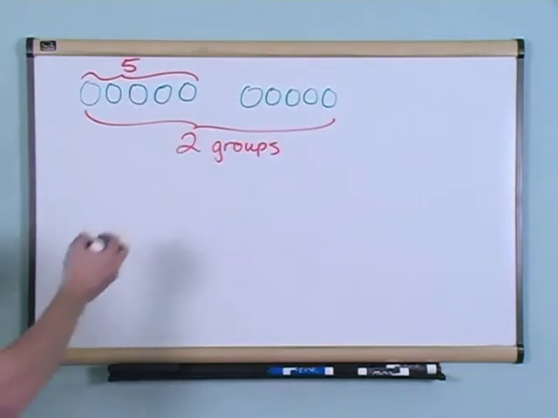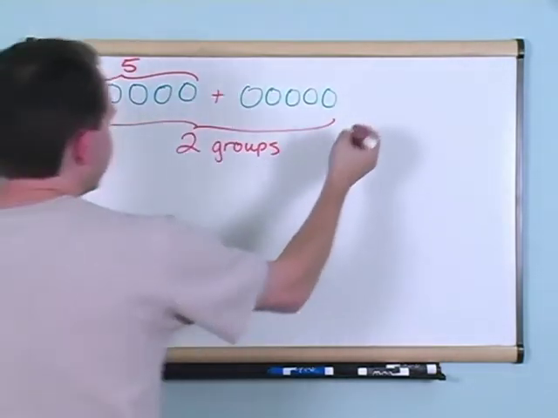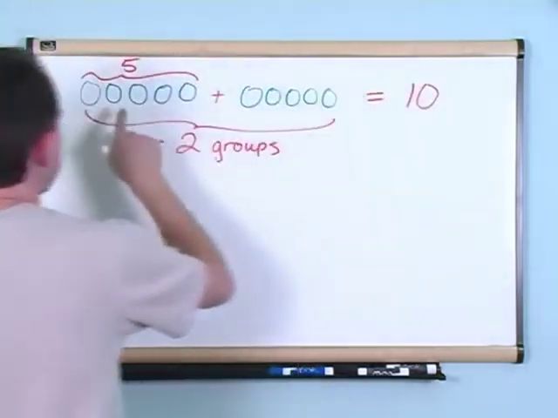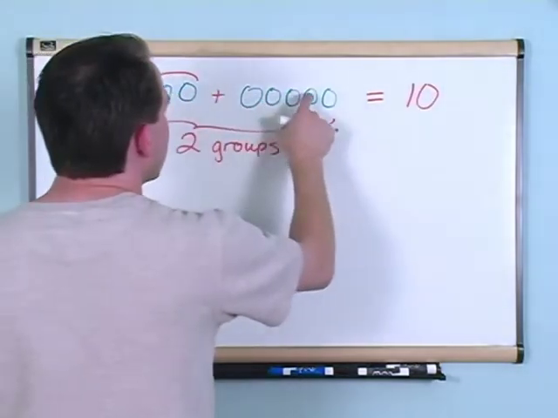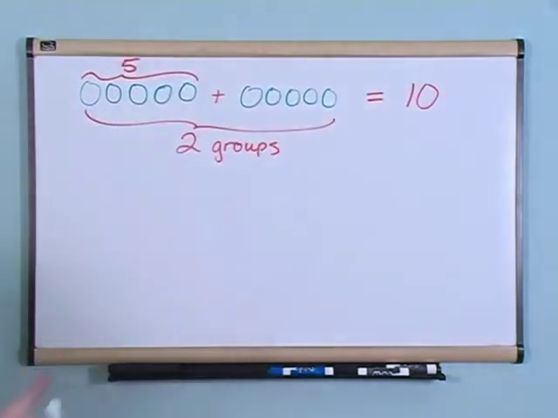Okay, and you know that if you're going to add these together, you're going to get 10. Because you have 5 here and you have 5 here. 1, 2, 3, 4, 5, 6, 7, 8, 9, 10. 10. You can add them up, no problem.